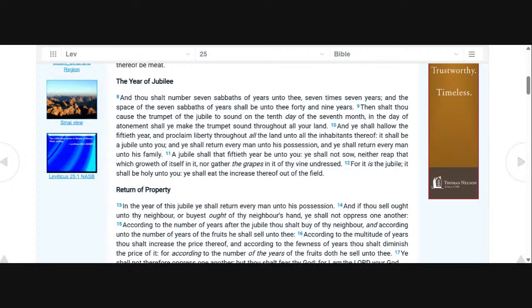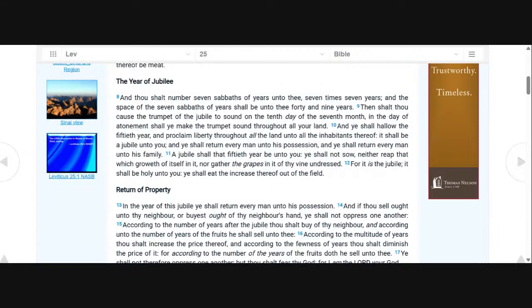Thou shalt number 7 Sabbaths of years unto thee, 7 times 7. That's 49. When does 49 complete? I showed you. It begins on the 49th year on March 17th. It ends on March 16th of that same 49th year. And the very next day, March 17th, is the Jubilee.